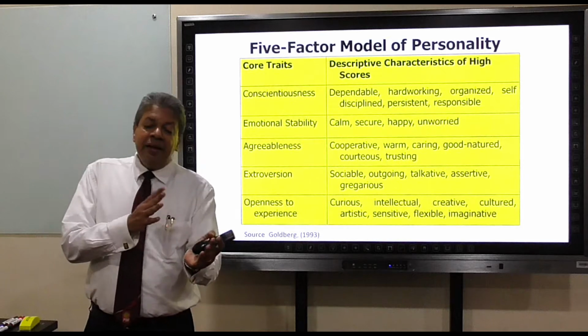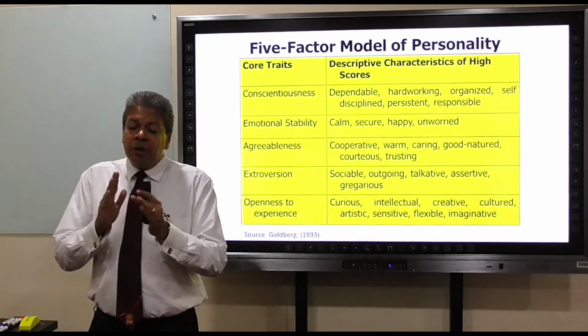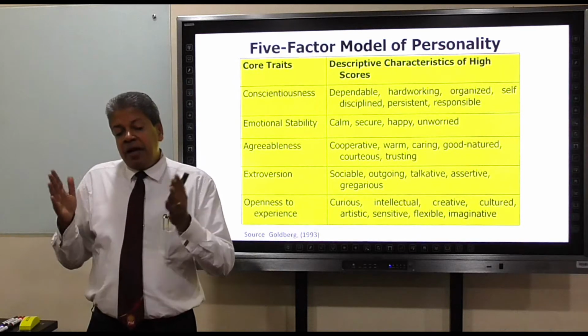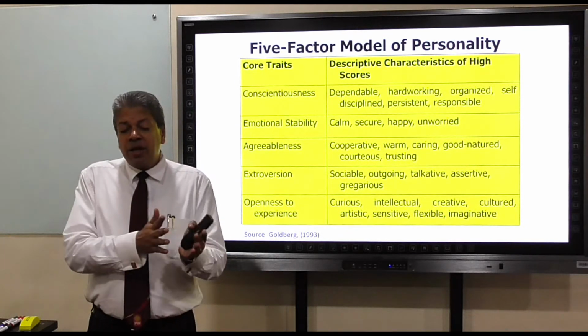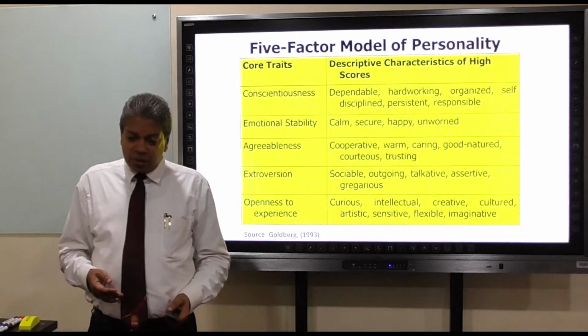You can say it's like causality. If you are high on conscientiousness, you demonstrate these. You can argue the other way. If you show these characteristics, then you are high on conscientiousness. So similarly, you can go through the rest as well.